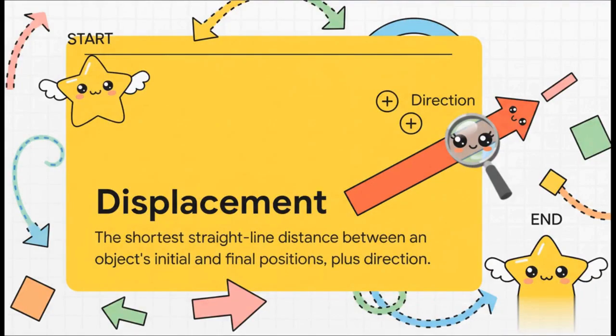But now let's look at displacement. This is where physics starts to get a little more picky. Displacement completely ignores the path you took. It only cares about one thing, the straight line distance from your start point to your end point. And this is absolutely crucial. It always includes a direction. This combo of a number and a direction is what we call a vector.